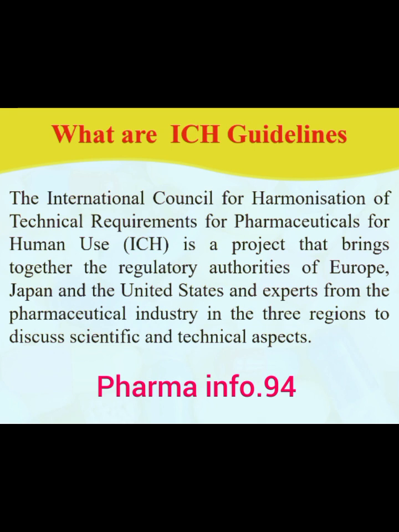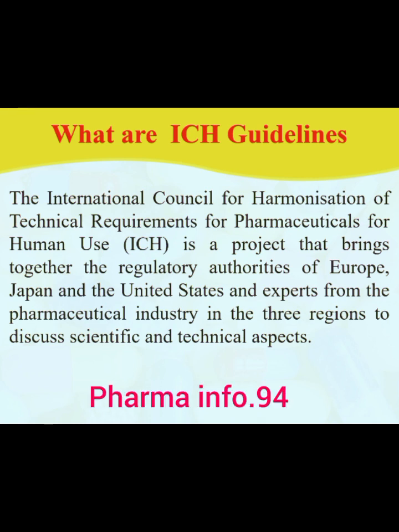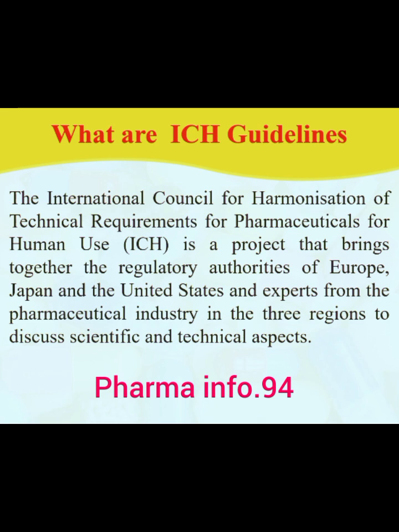So what are ICH guidelines? The International Council for Harmonization of Technical Requirements for Pharmaceuticals for Human Use. This is the complete abbreviation. ICH means International Council for Harmonization of Technical Requirements for Pharmaceuticals for Human Use, a project that brings together the regulatory authorities of Europe, Japan, and United States and the experts from the pharmaceutical industry in these three regions to discuss the scientific and technical aspects related to pharmaceuticals.